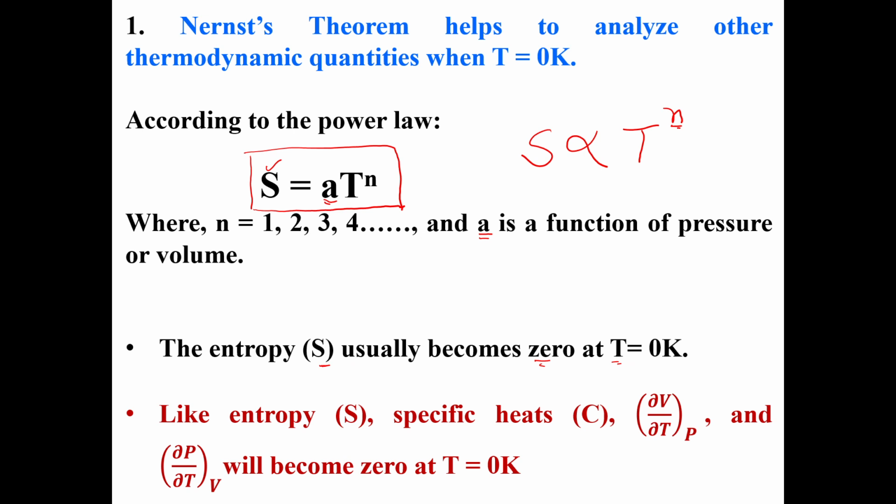Now, like this entropy, the specific heats, which may be Cv or Cp, the variation of volume with temperature at constant pressure, and the variation of pressure with temperature at constant volume, these all three quantities also become zero when temperature is 0 Kelvin. So they behave like entropy, because entropy also becomes zero at 0 Kelvin.